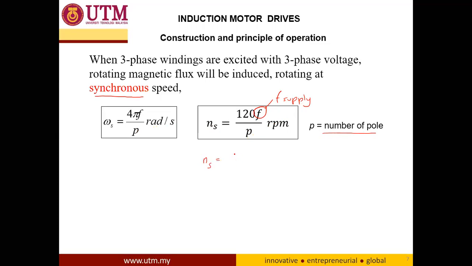Sometimes you will also see that Ns is 60f over P RPM. Please don't be confused, because if you are using this equation, make sure that P is the number of pole pairs. So if you have 4 poles, it means the number of pole pairs is 2. So please do not confuse them.